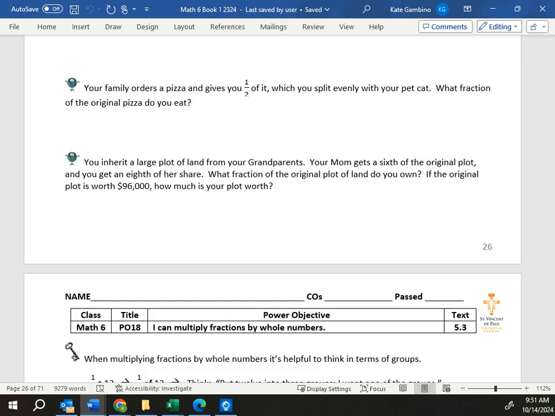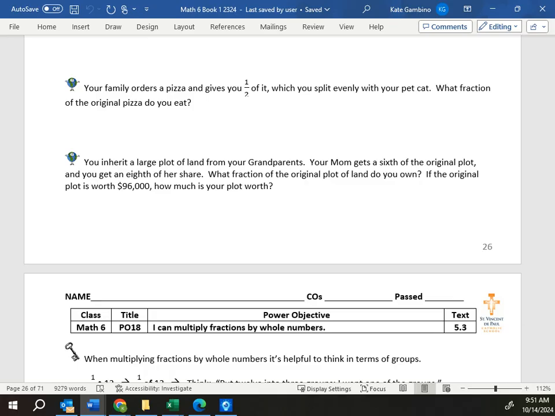So your family orders a pizza and gives you half of it, which you split evenly with your pet cat. You are very generous to your pet. What fraction of the original pizza do you eat? So if you're given a half of the pizza, and then you share half with your pet, what fractions do you think we're going to be multiplying?